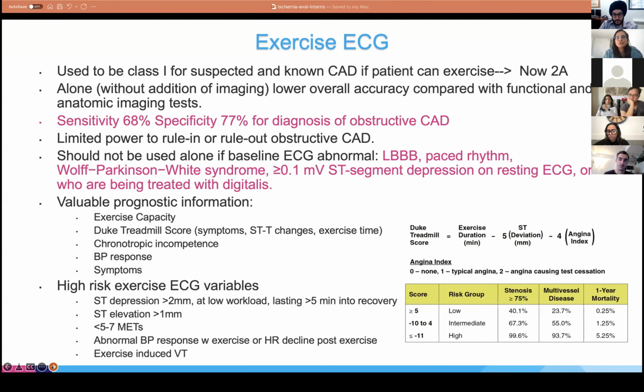Now we do know that the accuracy of just a treadmill only is lower compared to other functional and anatomic tests such as CT or stress testing. So now in the most recent guidelines, it has been downgraded to a 2A recommendation. So unless the patient is extremely low risk and you just want more assurance that it's okay to defer testing, exercise ECG alone doesn't play a role.